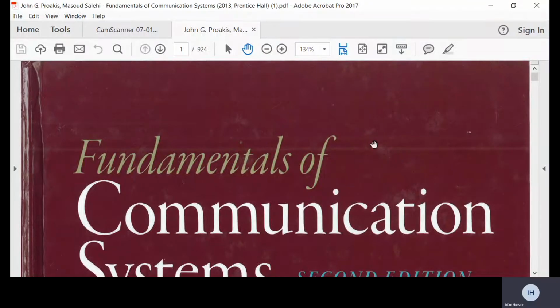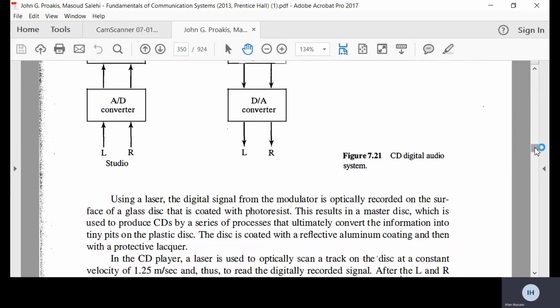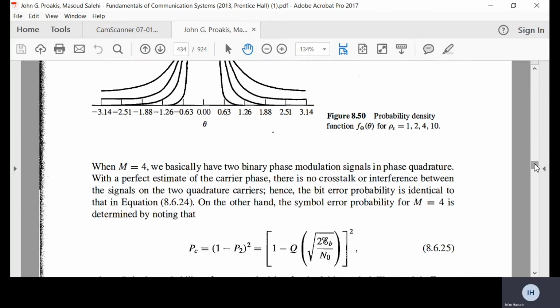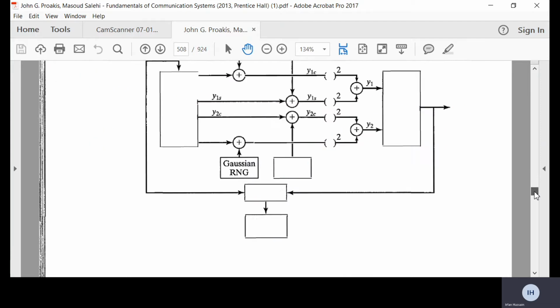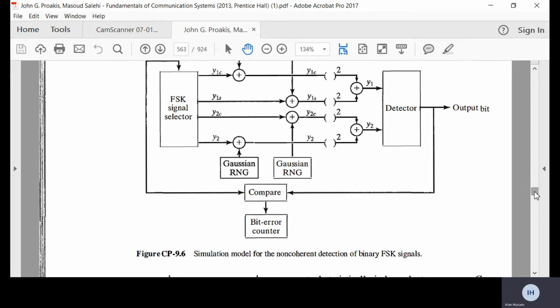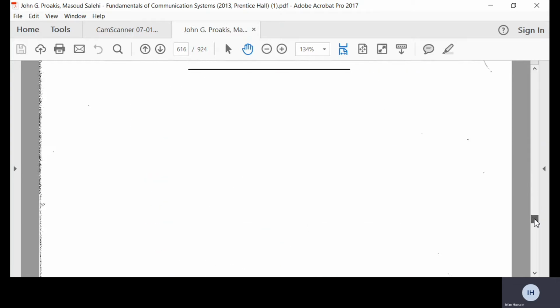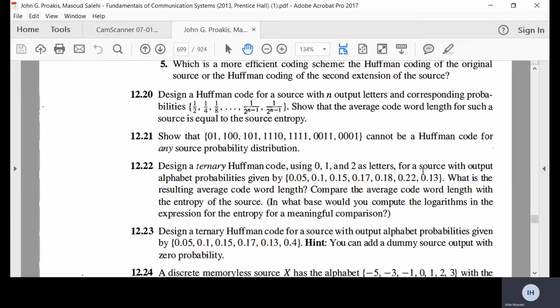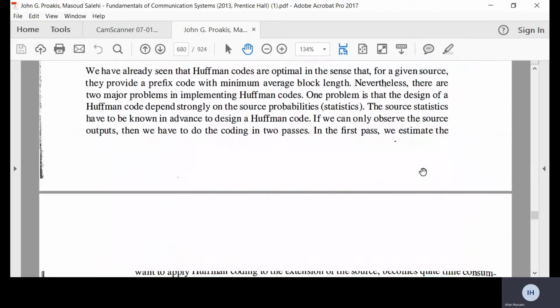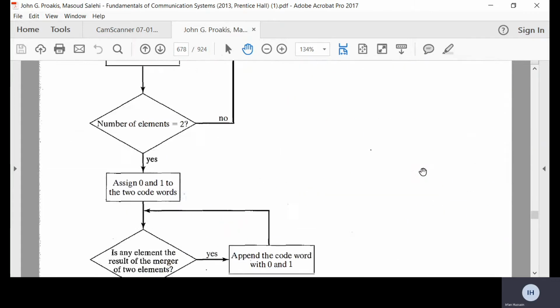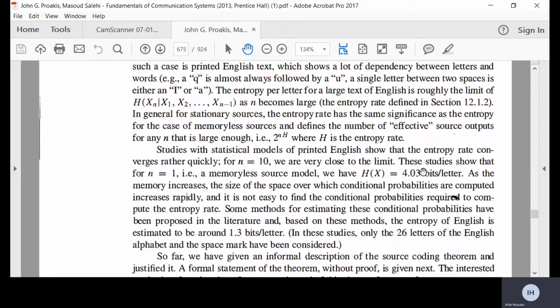Alright, so chapter 12 is a bit different from its predecessors. In the preceding chapters, you could very well see that we were actually dealing with communication techniques, analog or digital, for various communication channels.